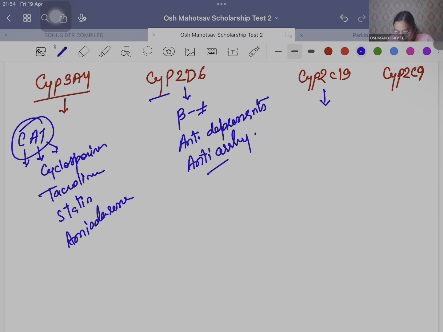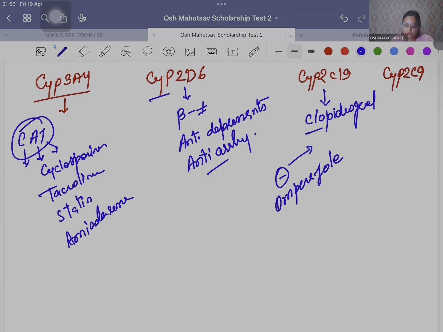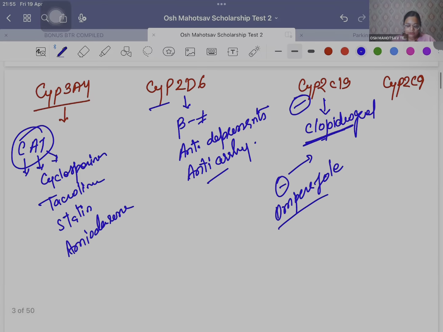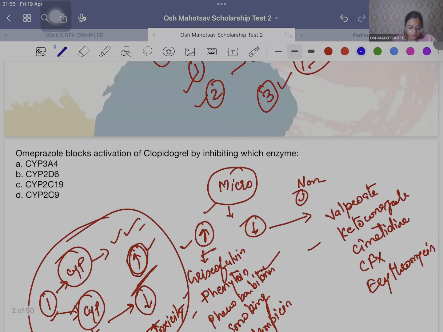Cytochrome 2C19 metabolizes or activates clopidogrel, and this enzyme is inhibited by omeprazole or any PPI. Whenever we use omeprazole with clopidogrel, omeprazole will inhibit this enzyme, so there will be no activation of clopidogrel. So here the answer will be cytochrome 2C19.